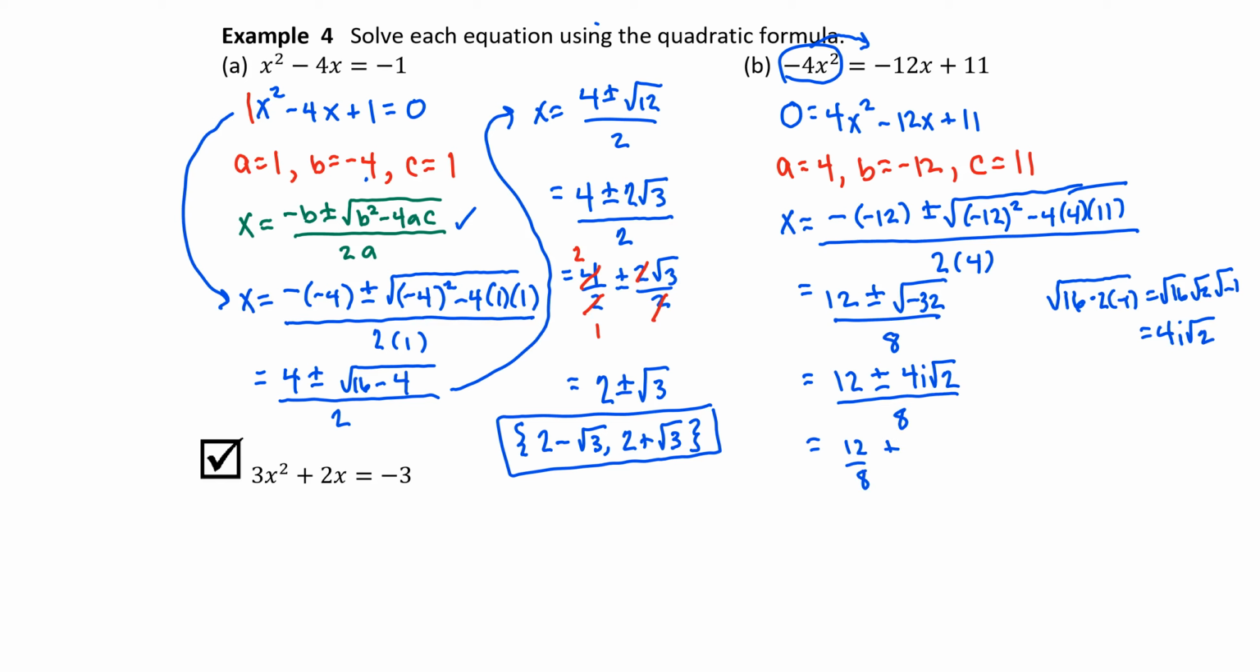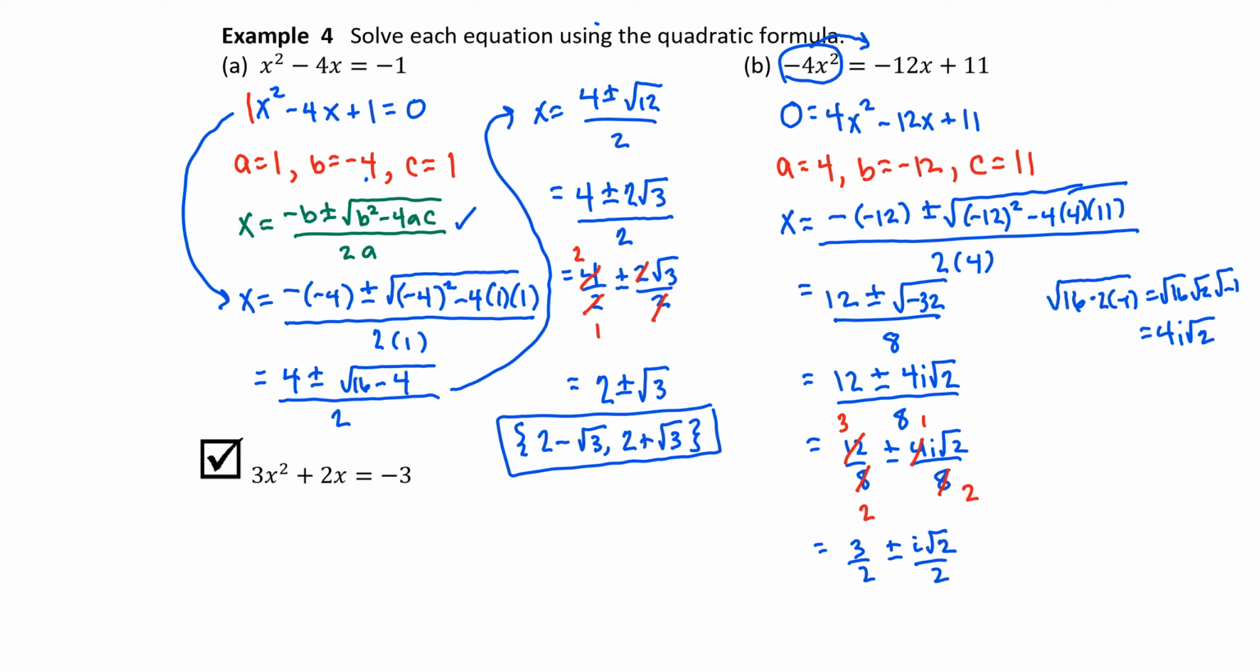Don't reduce until you have split up your fraction. So I'm going to write each term over 8, and then we'll go back and cancel like factors. 12 over 8, both of those numbers have a common factor of 4. 12 divided by 4 is 3, and 8 divided by 4 is 2. On this side, 4 divided by 4 is 1, and 8 divided by 4 is 2. So we end up with two imaginary solutions, 3 halves plus or minus i square root of 2 over 2.